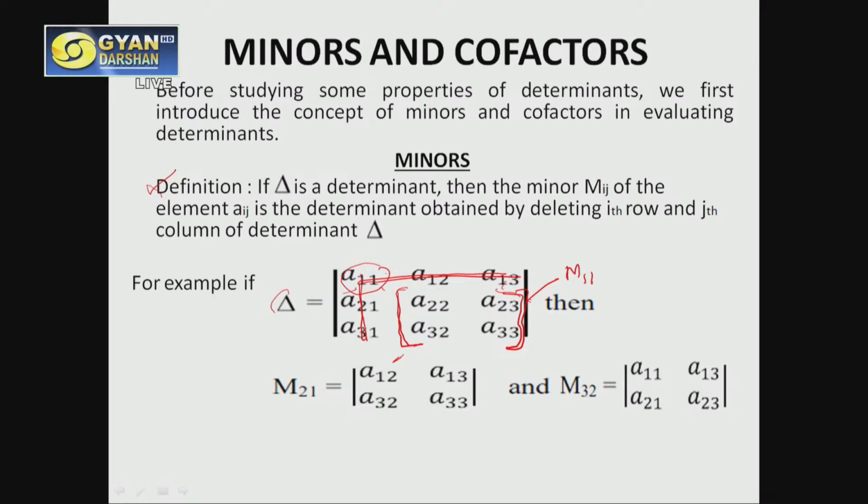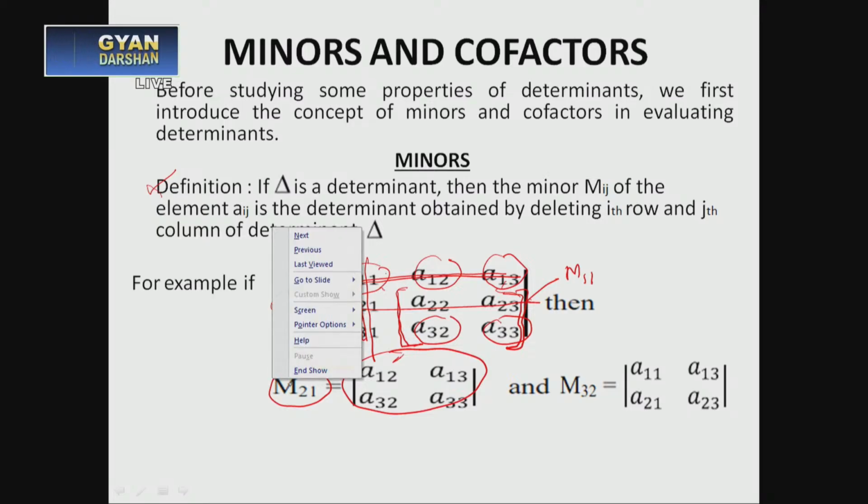Similarly, second row and first column. So second row is this and first column is this. So removing this, you are remaining with A12, A13, A32, A33. So all are mentioned over here, and this is nothing but minor M21. So minor of the element A21 is M21, and which is given by this determinant.